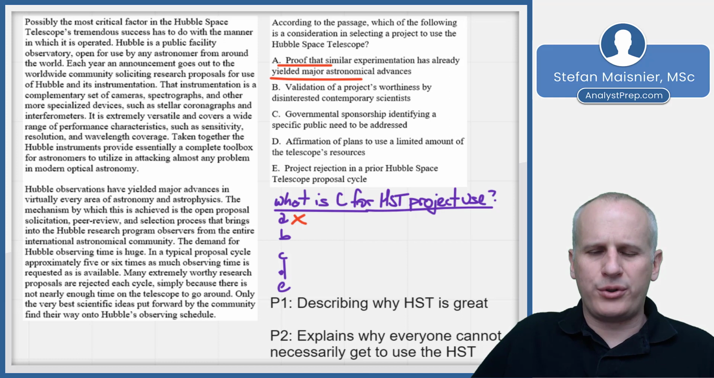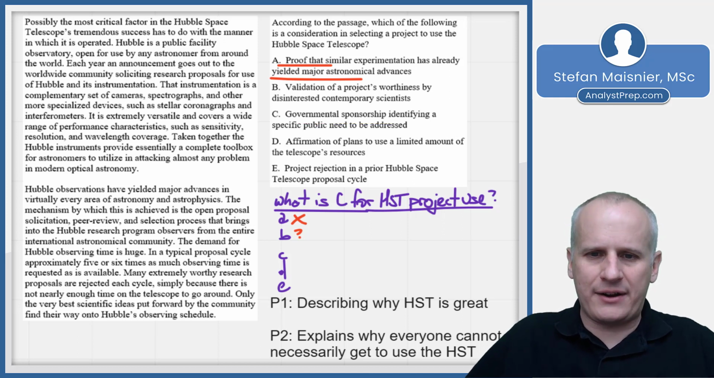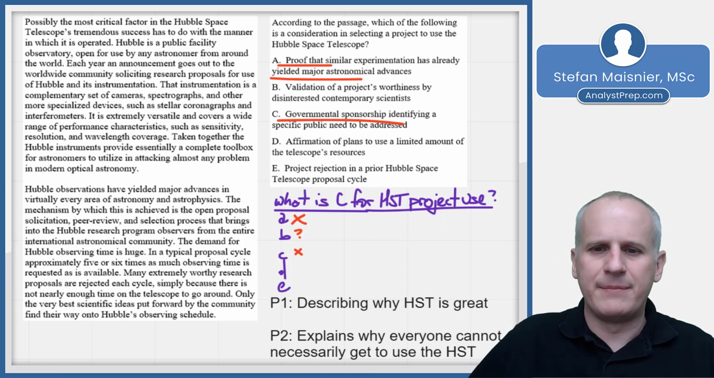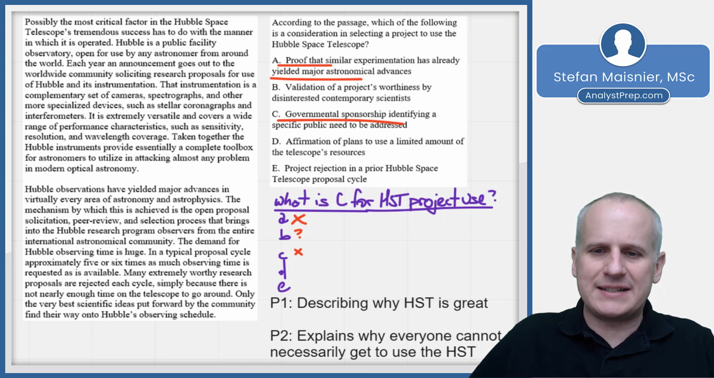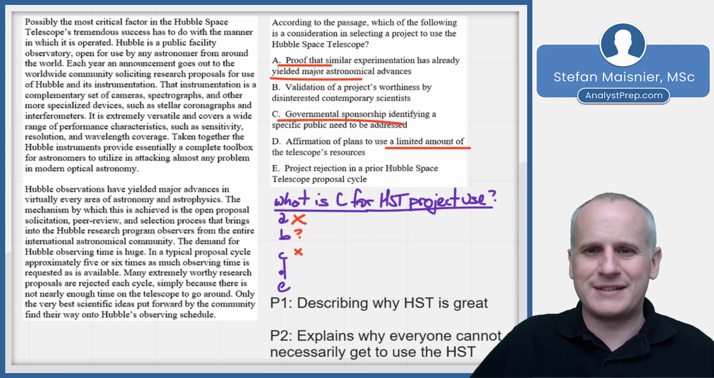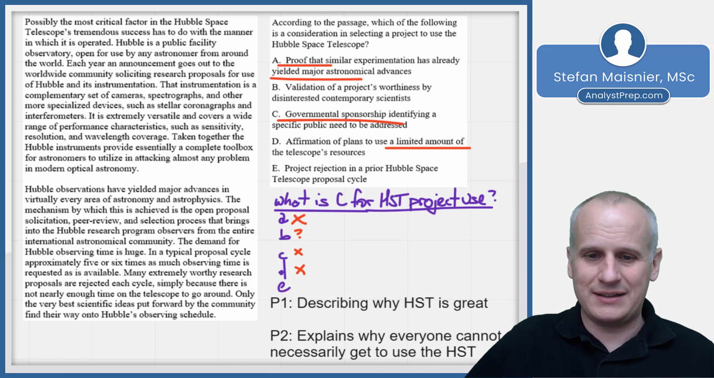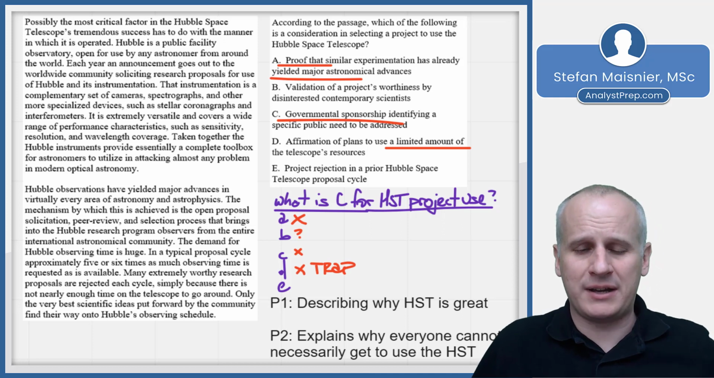Validation of a project's worthiness by disinterested contemporary scientists. That's a lot of language. Maybe we don't know what disinterested means. We'll use a question mark here. Now, governmental sponsorship is not in there at all, so we can eliminate choice C for that. Affirmation of plans to use a limited amount of the telescope's resources. Well, this is a big old trap because it's not about using only part of the resources. It's that the telescope itself is a limited resource, or at least time with it. So D is out and is a wonderful memory trap because we're like, yeah, that's definitely limited resource, but that's not what we're being asked for here.